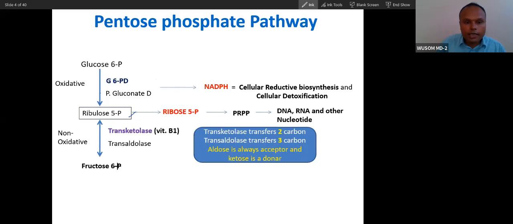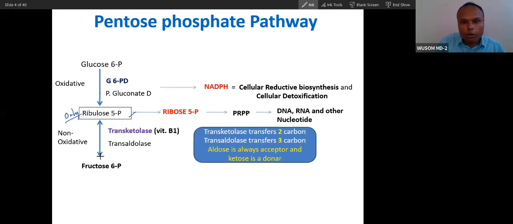But if a cell requires only ribose 5-phosphate, fructose 6-phosphate can convert directly into ribose 5-phosphate. It does not need to go through this oxidative phase. So this is the difference. You can see if a cell requires only ribose 5-phosphate, it can be easily synthesized from fructose 6-phosphate. There is no need for synthesis of this.